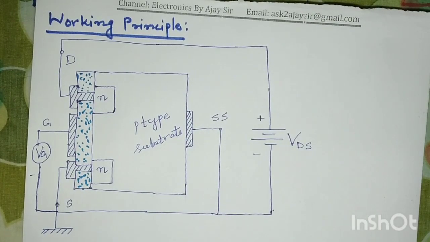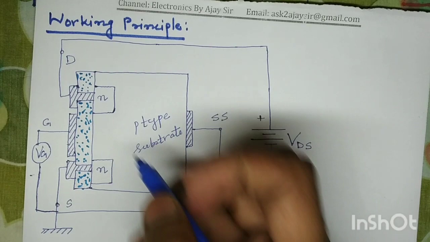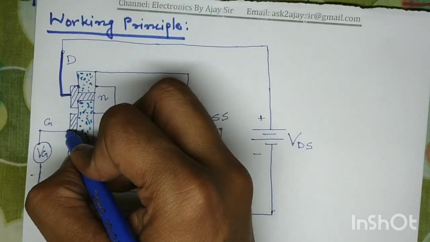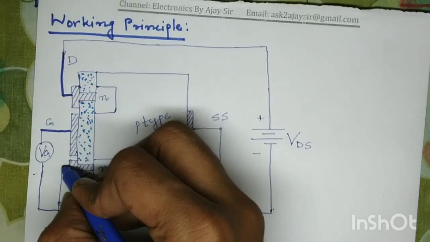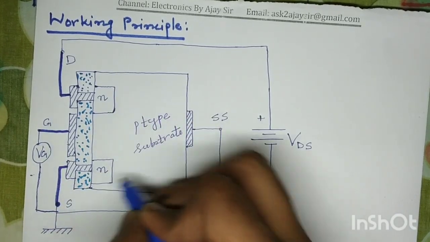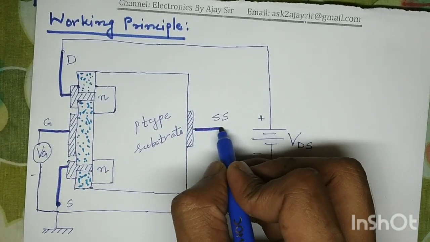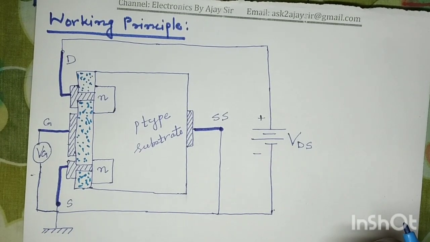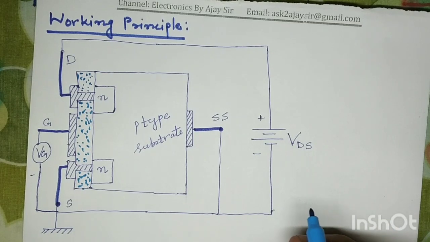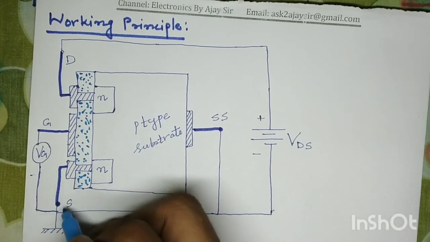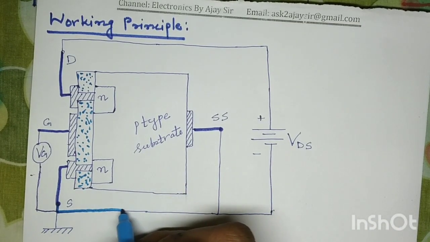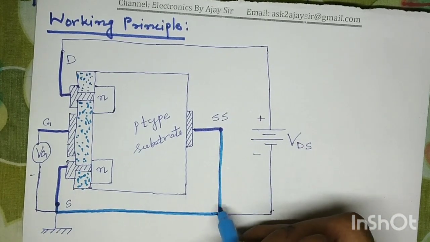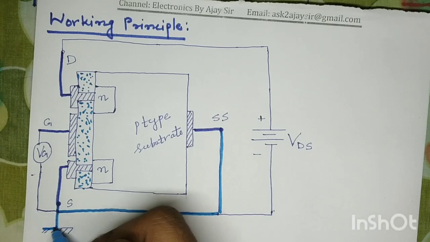In case of N channel enhancement type MOSFET, this is my drain terminal, this is my gate terminal, this is the source terminal, and this one is the substrate terminal. As we saw in the previous depletion type MOSFET, in the enhancement type MOSFET also the source and substrate are shorted to each other, and both of them are connected to the ground.